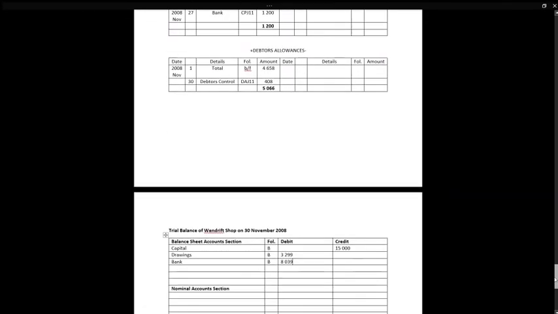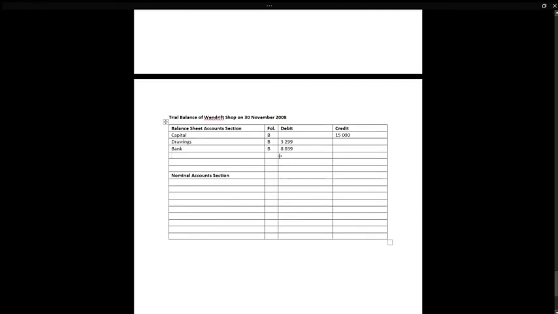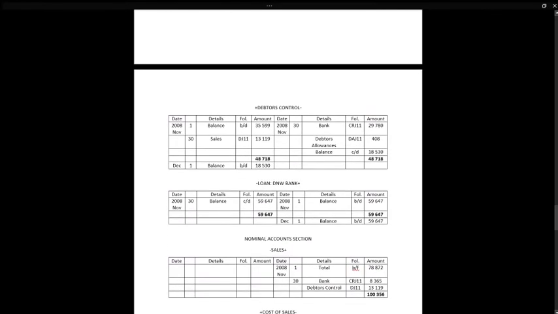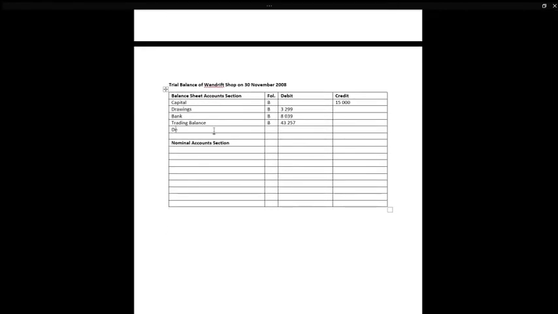Then next one, my trading stock account has a debit balance of 43,257 rand. Let's go and fill that in the debit side. Balance sheet section account, and therefore 43,257 rand. 257, yes, it's correct. Right, next one, debtors control. Debtors control has a debit balance of 18,530 rand. Balance sheet section and debit side, 18,530 rand.